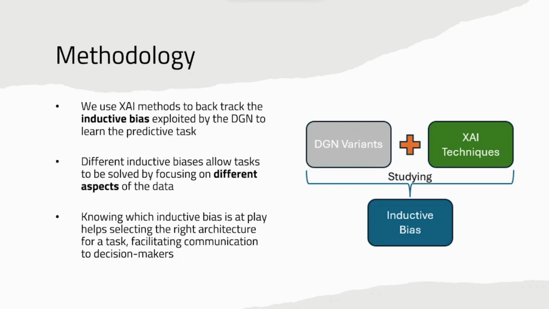Our work is based on using XAI techniques to backtrack the inductive bias exploited by different DGN architectures. As you might know, inductive biases are a set of assumptions that make generalization on novel samples possible. Thus, knowing which inductive bias is at play could help selecting the right architecture for a task, facilitating the communication of results to decision makers.